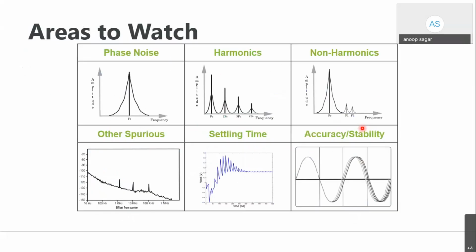Then when you are selecting any signal generator, you have to watch these areas: the phase noise of the signal generator, harmonics, non-harmonics. In harmonics, you can check what is the second harmonic, third harmonic, and the fourth harmonic. Then the non-harmonics, you can check at what frequency it's generating harmonics. Then spurious, then settling time, then the accuracy and the stability. So these are the main points or areas to watch when you're selecting a signal generator.